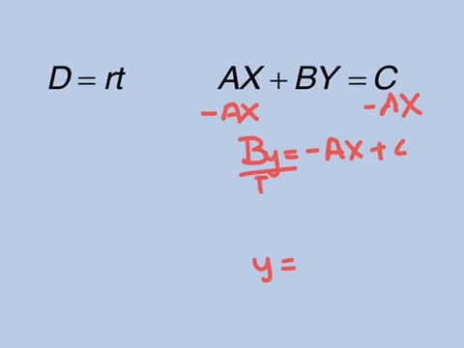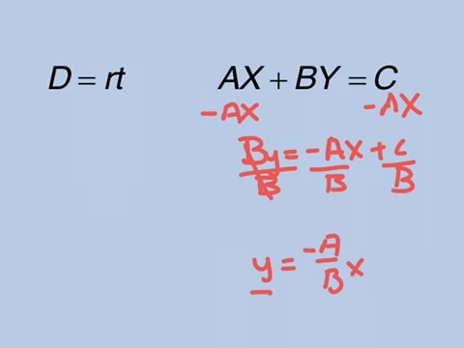So now we have by equals negative ax plus c. We're going to divide by b. When we divide everything by b, the b's cancel and we get y equals negative a over b x plus c over b, which should look very familiar to you because it's on your flip book.